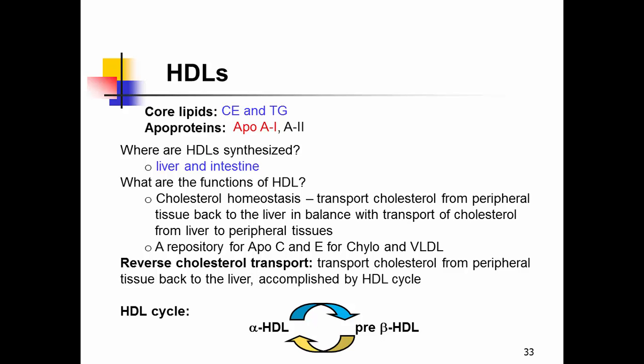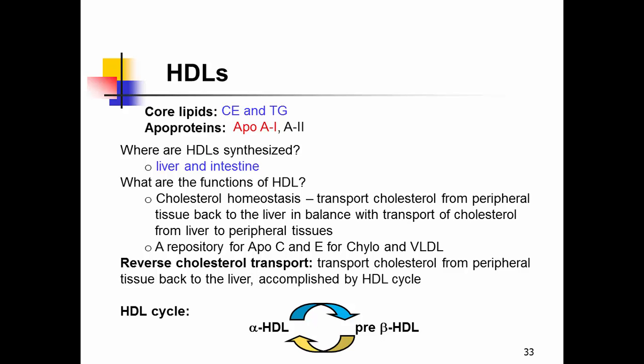for example chylomicron and VLDL. Remember that chylomicron and VLDL, when initially synthesized in the small intestine or liver, are so-called nascent. They either do not have ApoC or E, or not enough, so they receive additional ApoC and ApoE from HDL. So this is another function of HDL.